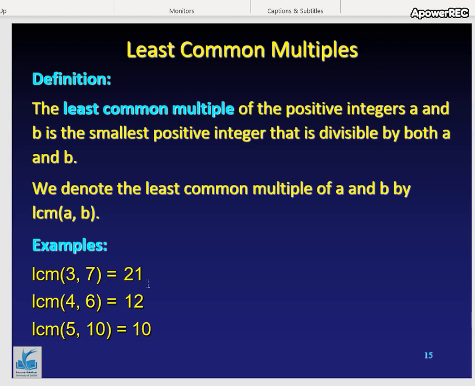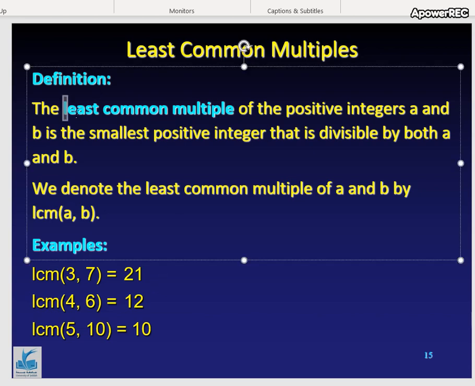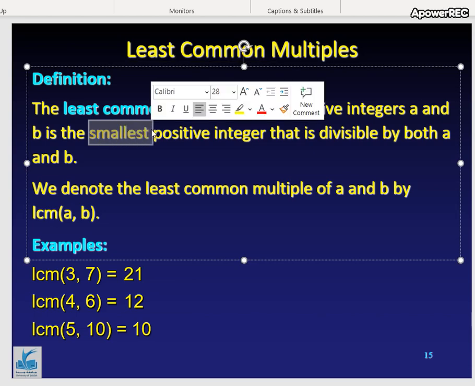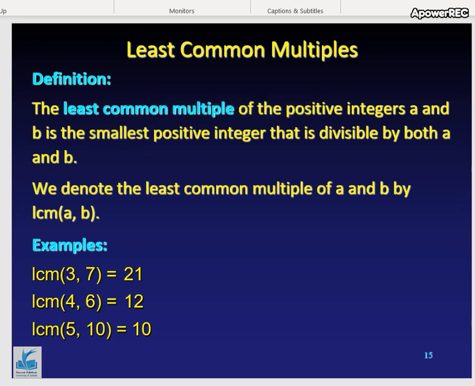Another multiple that is common between these two numbers is 42, and similarly 63 and 84, but they are not the smallest one. So for the least common multiple, we need the smallest such integer, which is a multiple of both a and b.